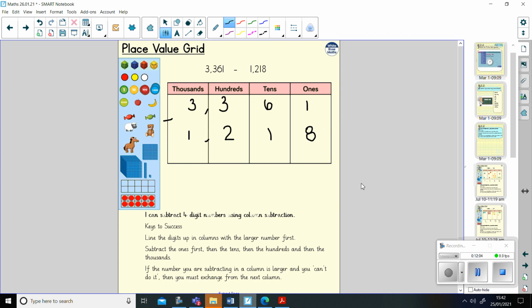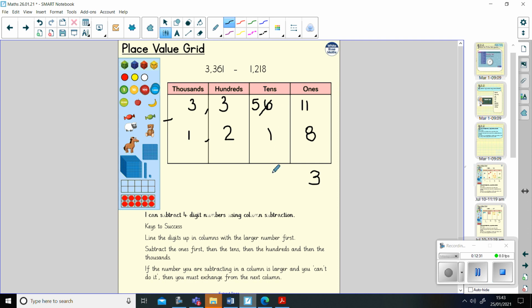Okay, so we're going to start with the left-hand column first. I can't do 1 take away 8, so I have to exchange a 10 from the tens column, leaving 5 10s, and give it to my ones column. That now is 11 take away 8, which equals 3.